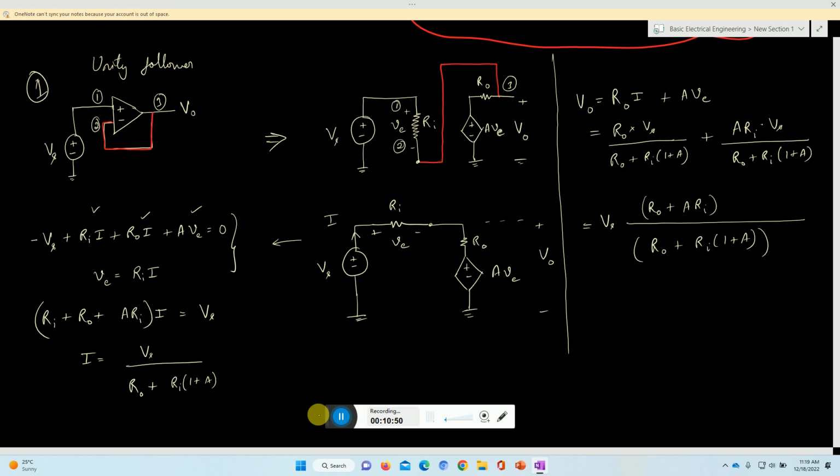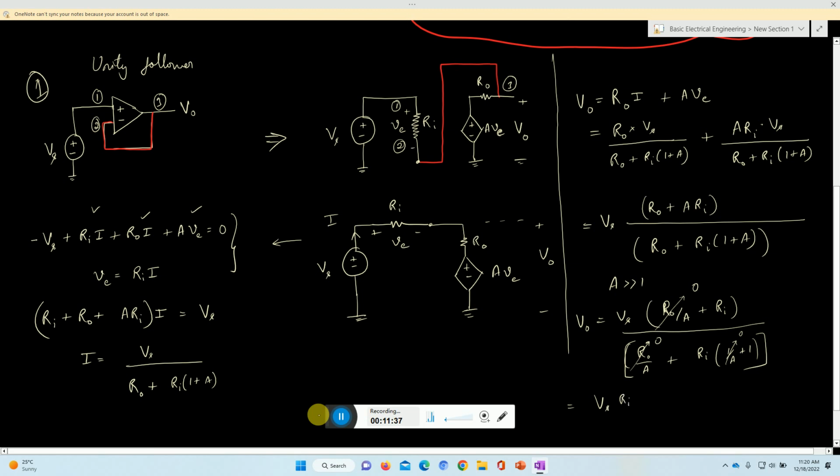Now we know that the value of A is very high, much greater than 1. So what we will do is that we will say V0 is equal to Vs, and we will divide top and bottom both by A. So on the bottom we will have R0 by A plus Ri 1 by A plus 1. Now when we divide any quantity with a very large number, this term tends to 0, and this term also tends to 0. What is left is Vs Ri by Ri, so these two terms will cancel out.